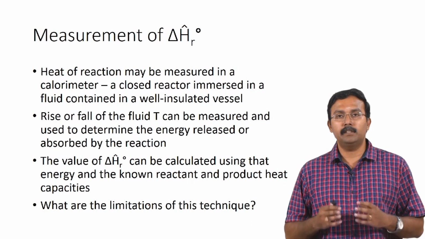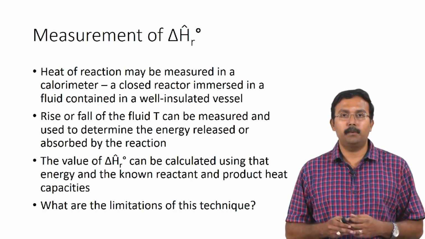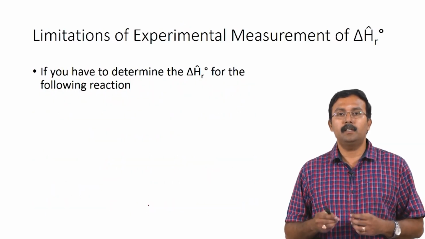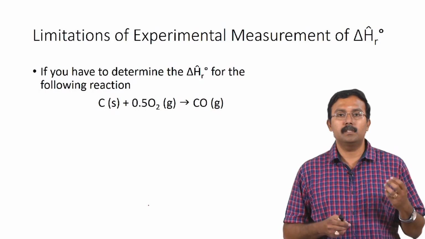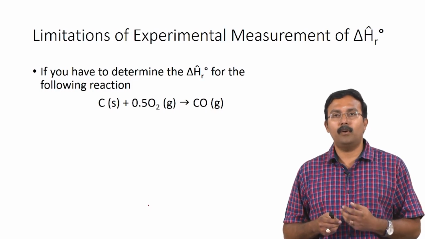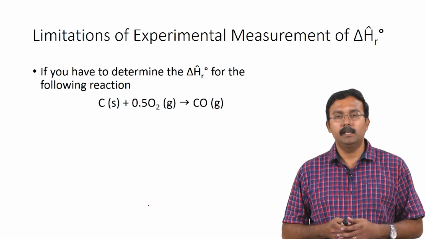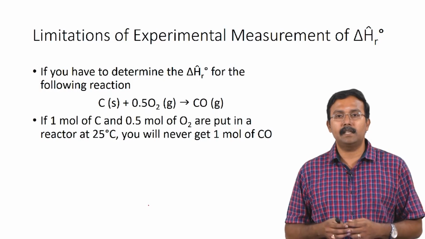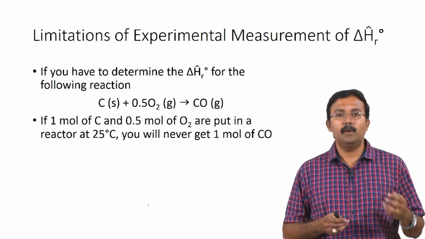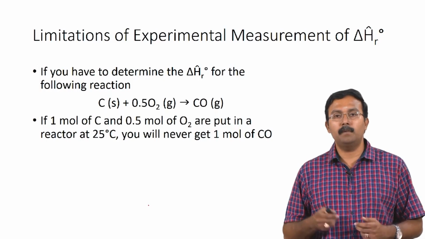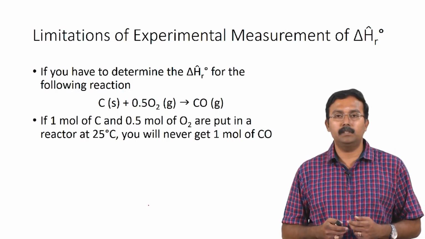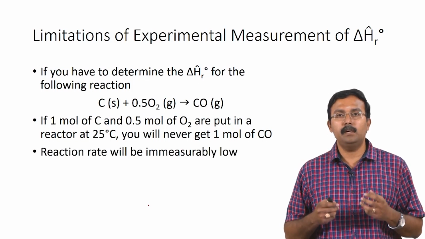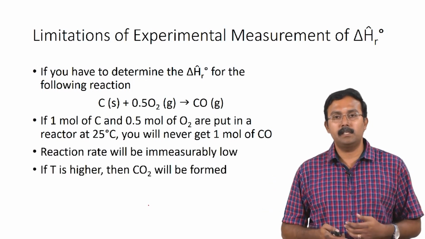So, what are the limitations of this technique? I said that this is the experimental technique commonly used. So, what could be the problem with this? If you have to determine the heat of reaction for the equation carbon plus half oxygen forming carbon monoxide, it would be near impossible to perform this reaction without any side reactions, because you will never be able to get 1 mole of carbon to react with only half a mole of oxygen to produce 1 mole of carbon monoxide. There will always be carbon dioxide formed if the temperature is increased.